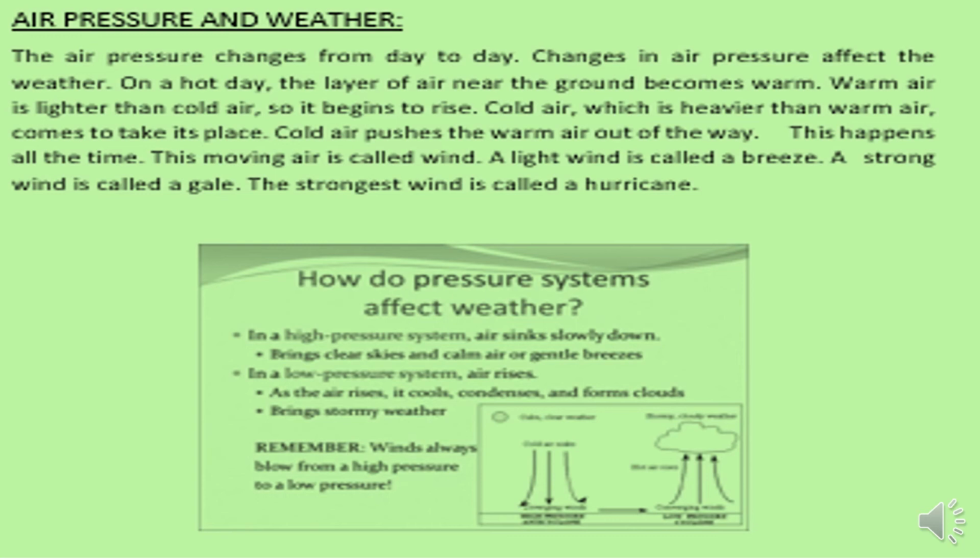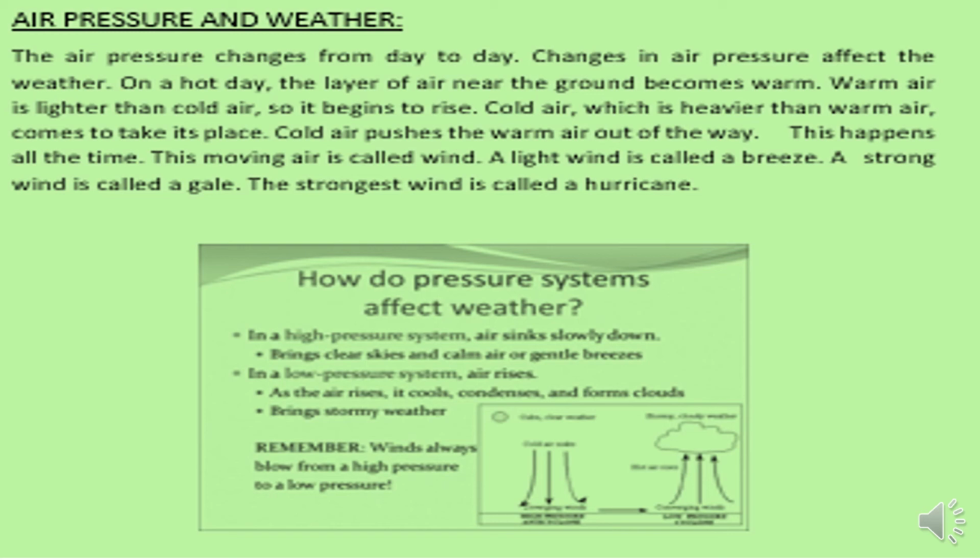Cold air, which is heavier than warm air, comes to take its place. Hot air goes upward and cold air comes because it is heavier, so it comes to take the place of the hot air. Cold air pushes the warm air out of the way. This happens all the time. This moving air is called wind. A light wind is called a breeze. A strong wind is called a gale. The strongest wind is called a hurricane.